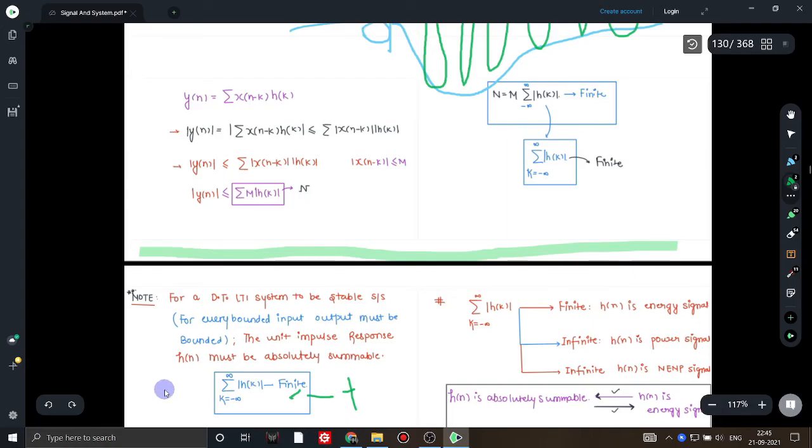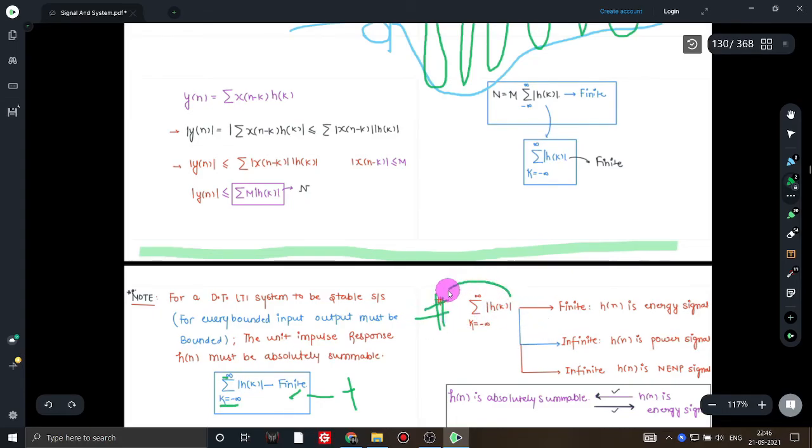So if in a discrete function we want our LTI system to be stable, our unit impulse response h[n] should be absolutely summable. The condition of absolutely summable is that the summation from k equals minus infinity to infinity of modulus h[k] comes out to be finite. So here is the conclusion.